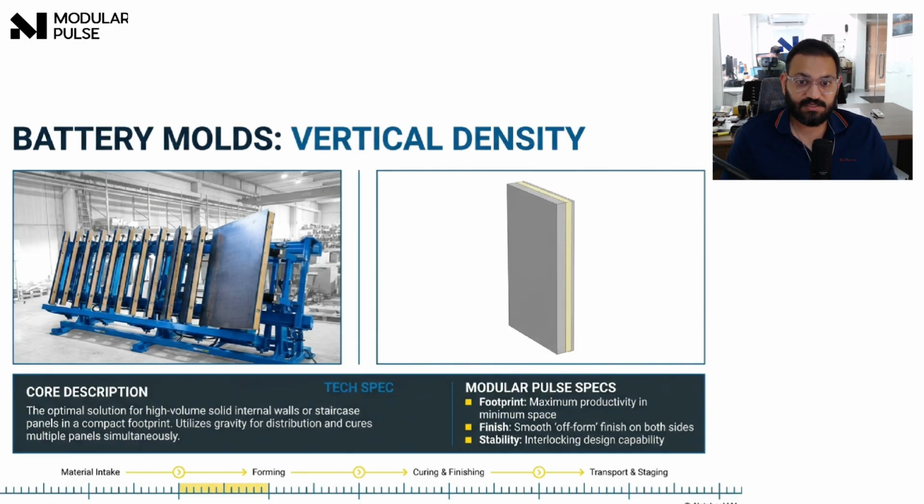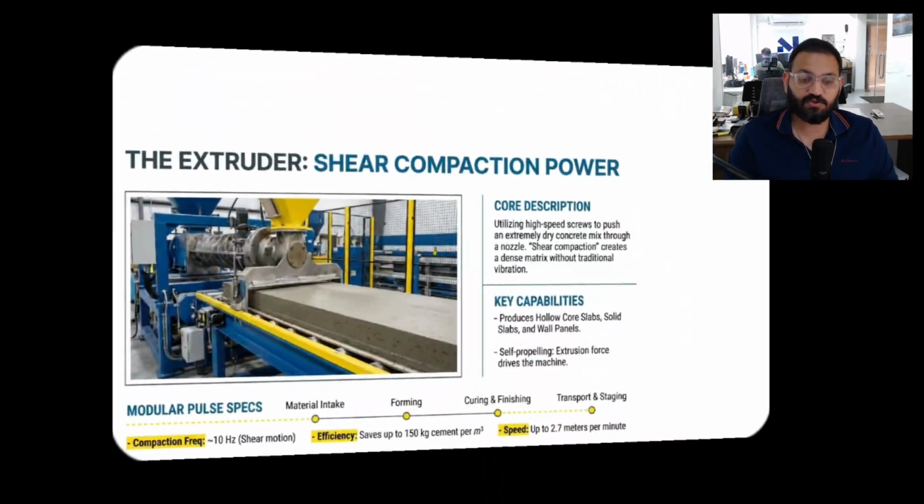Another big advantage is productivity per square meter. Most battery molds dramatically increase output without increasing manpower or land size. In simple words, battery molds help you produce more using less space with better finish consistency. That is why they are widely used in high volume precast wall factories.